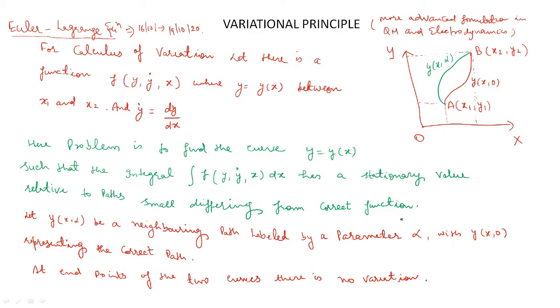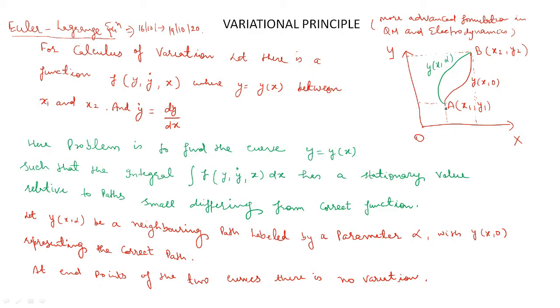Now here in this diagram you can see that, let us suppose this is the initial point of your home and this is the end point of your home, and you are reaching from point A to point B through two different paths. Let us suppose that the red path is the correct path and the other path, the green path, is slightly different from the correct path. Let us say it is represented by y(x, alpha) and the correct path is represented by y(x, 0). Here alpha is a parameter.